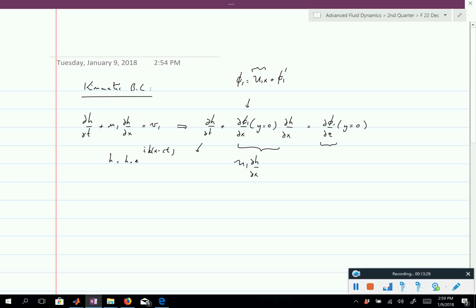Now if you remember our form for our disturbance, which is a1 times exponential i(kx minus ct) times exponential minus kz, right? You see that for this partial h over partial x, we're going to have an ik which is going to come out. When you differentiate this function with respect to x, you get essentially the same function times ik. And when you differentiate this part here, you're going to have a minus k that comes out.